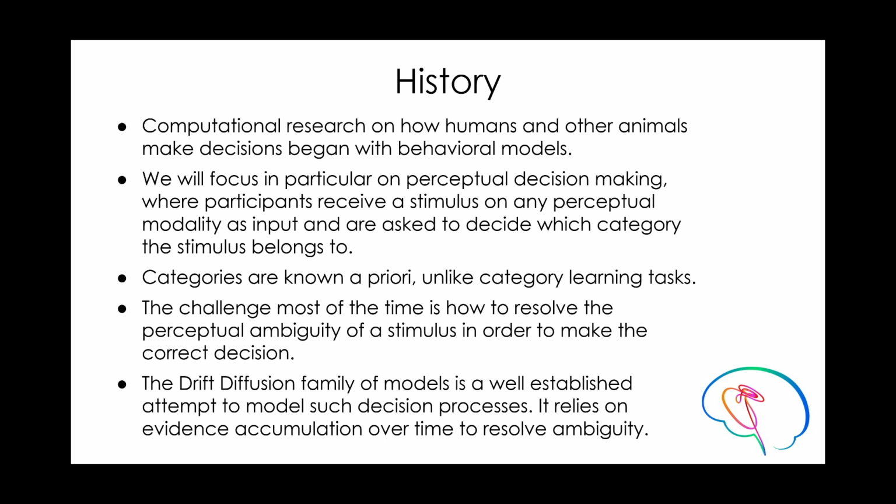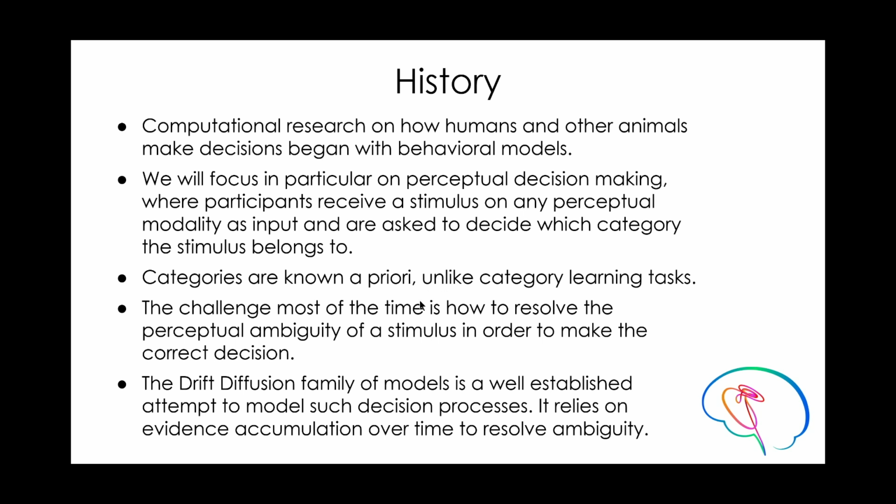The distinction between these perceptual decision-making tasks and the previous tasks that we saw, category learning, is that with decision-making, and particularly perceptual decision-making, the categories are known a priori, right? So participants don't need to learn by feedback which category is the correct one. They just need to tease apart any ambiguity in the perceptual stimuli by accumulating more and more evidence over time to reach a conclusion about whether this stimulus seems to be of category A or B.